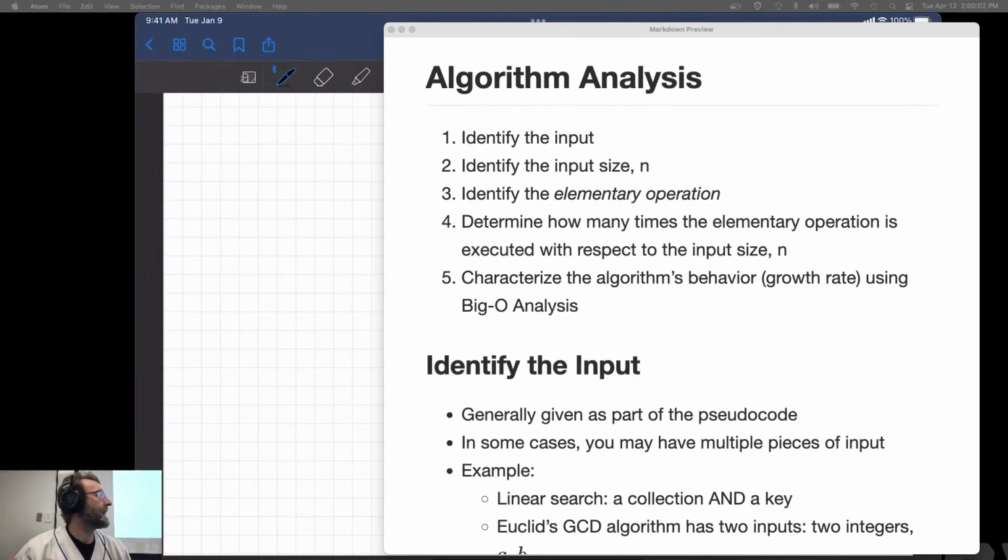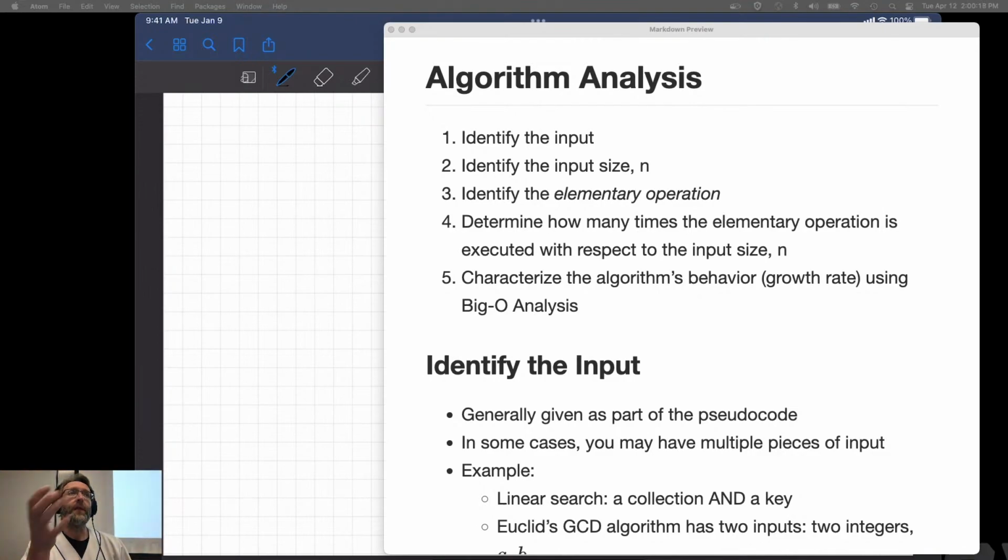Right, so today we're going to continue with algorithm and algorithm analysis. Just to review, remember that we went through this 5-step process, and then we went through a couple of examples. Well, we're going to continue going through a couple of examples today.